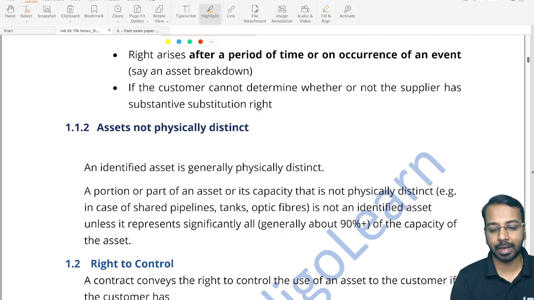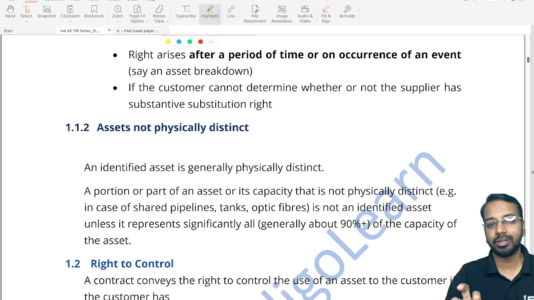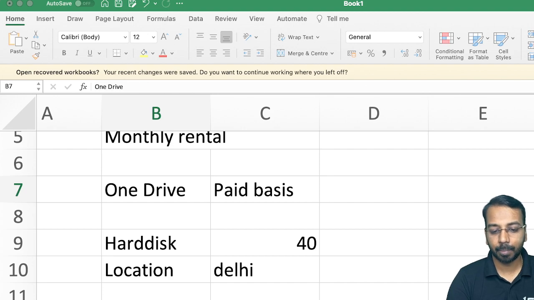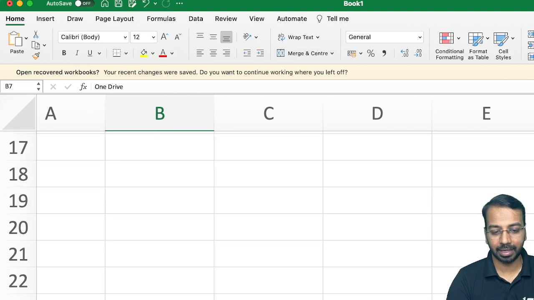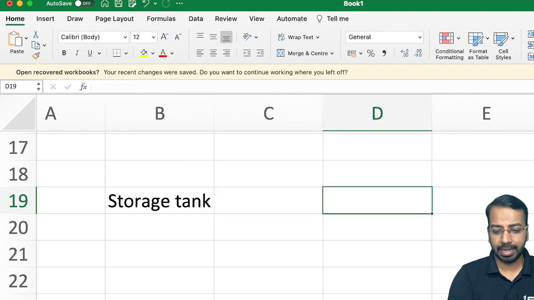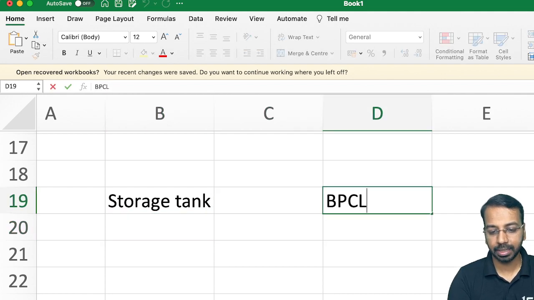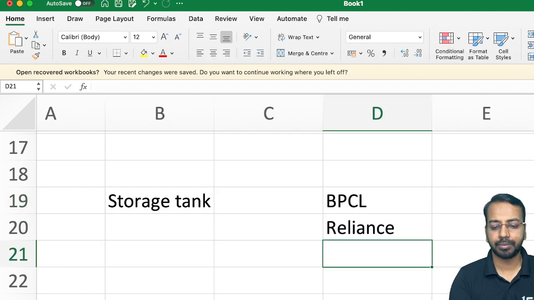But a lot of times what happens is you cannot physically distinguish the asset that is the subject matter of the contract. For example, let us say we are talking about a storage tank, favorite example, storage tank, and let us say we have BPCL and we have Reliance. Okay, two companies.